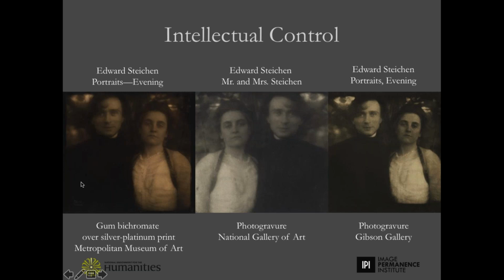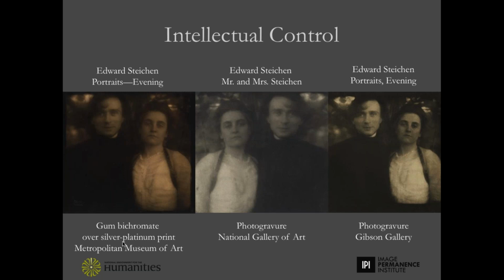The print on the far left is in the collection of the Metropolitan Museum of Art, and it's labeled as gum bichromate over silver platinum print. It's very specific. This was likely one of Steichen's exhibition prints. And he's using multiple processes here, right? He's printing platinum or silver platinum and then printing gum bichromate on top of that to get a very specific aesthetic result here.